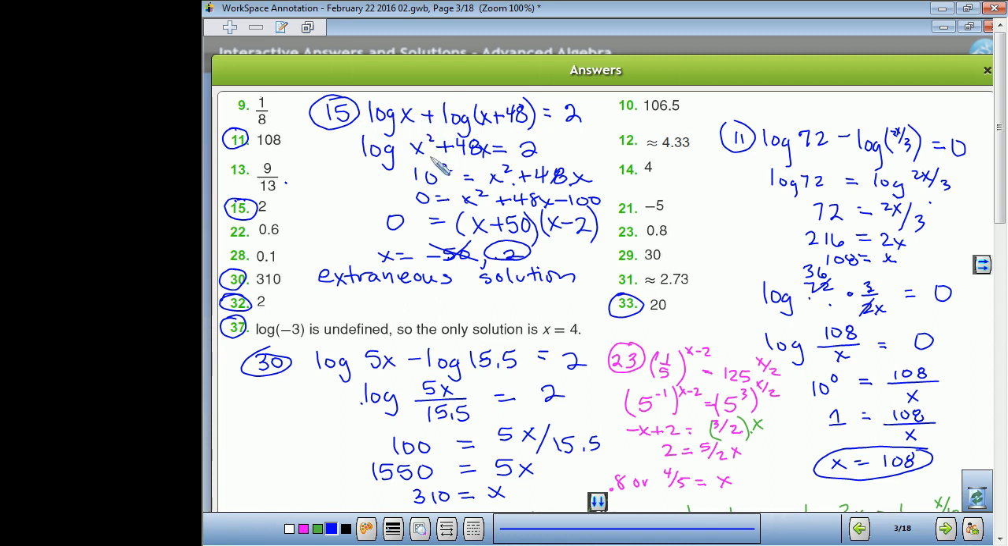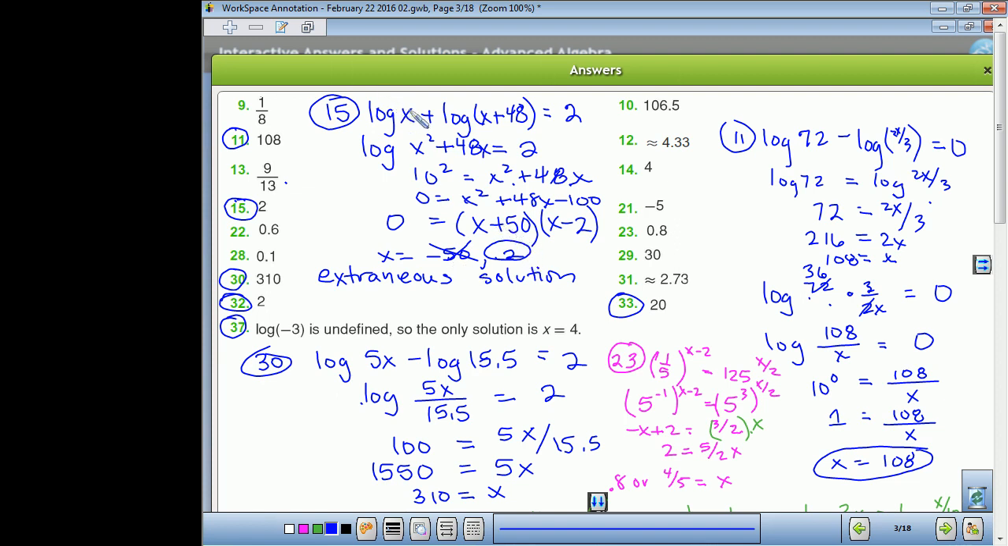So this one's pretty cool, because at this point I can see a quadratic is forming. And then when I switch forms, I get 10 squared equals this. So yes, I have a nice little quadratic. So I set it equal to 0, and I solve, and I get this. So my factors are x plus 50 and x minus 2. My possible solutions are negative 50 and positive 2.